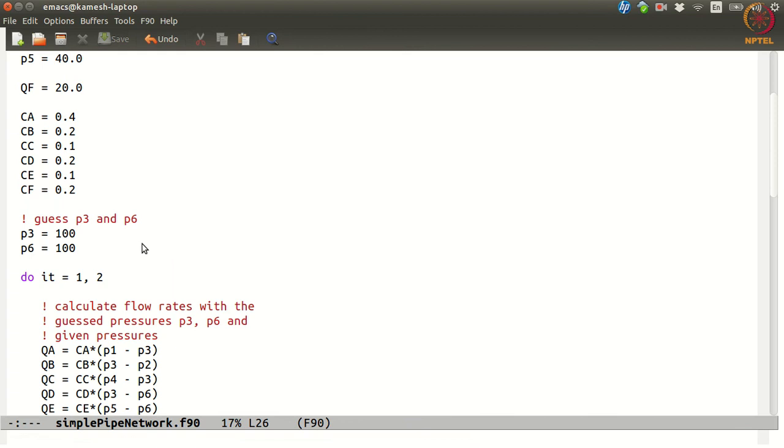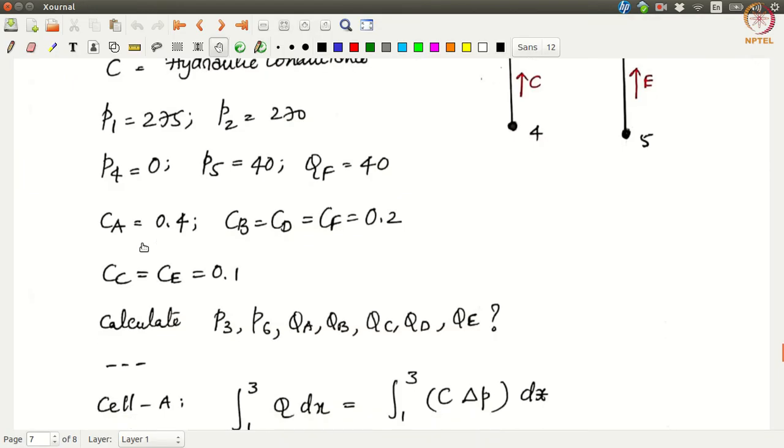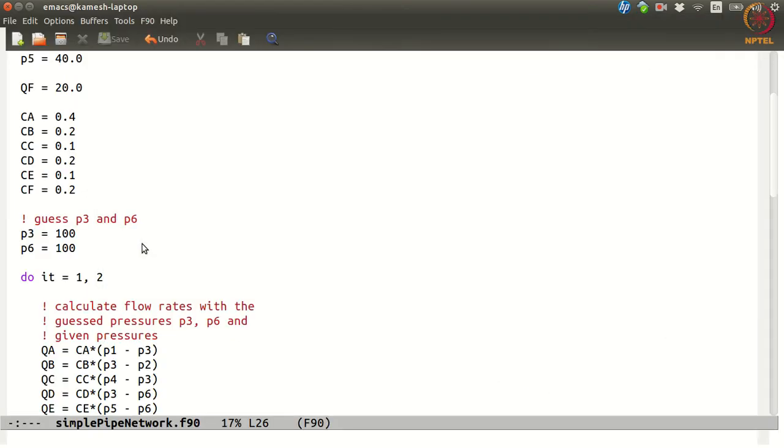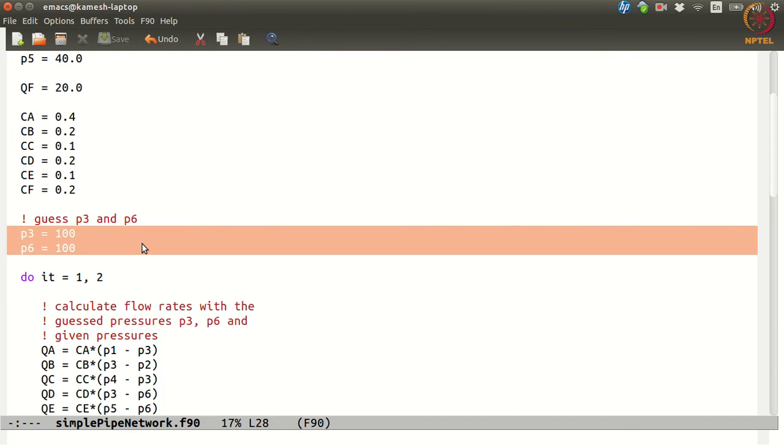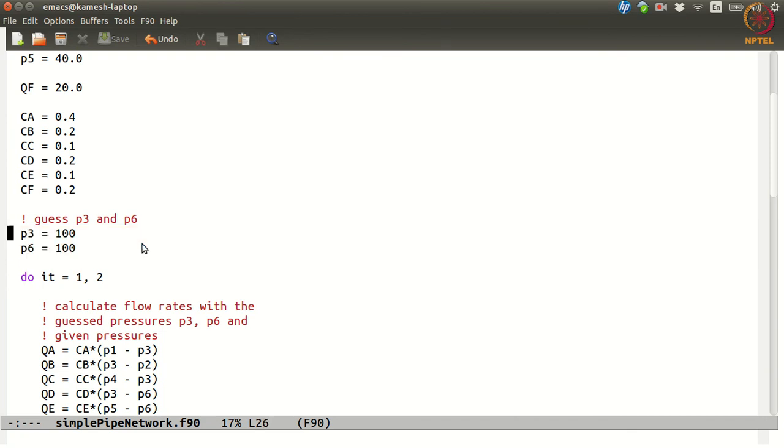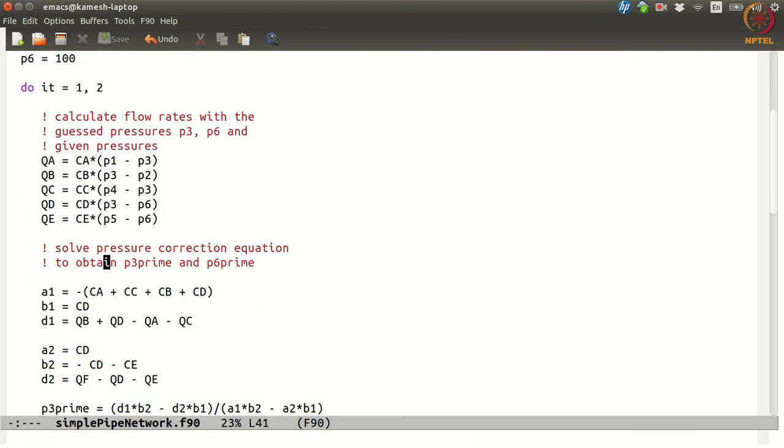Now the initial guess for P3 and P6 probably may not be given in the problem, so I have taken it as 100 and 100. Of course you can see if you want to have a different value as the initial guess. Here I will put 2 iterations. You can put more iterations, but they are not required. We will see why we don't need so many iterations in this particular problem.